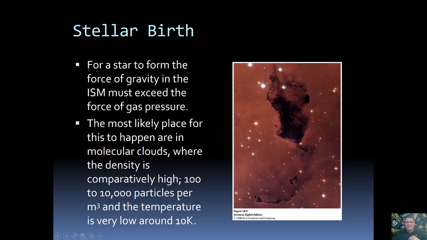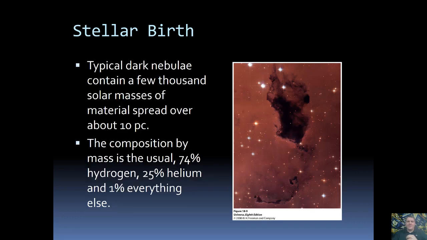The high density means we're going to have greater gravity. The low temperature means we're going to have low pressure. So it's within these dark nebula that stars are the most likely to begin to form. So in a typical dark nebula, these will contain a few thousand solar masses of material spread out over around 10 parsecs. Okay, that's somewhere around 33 light years across.